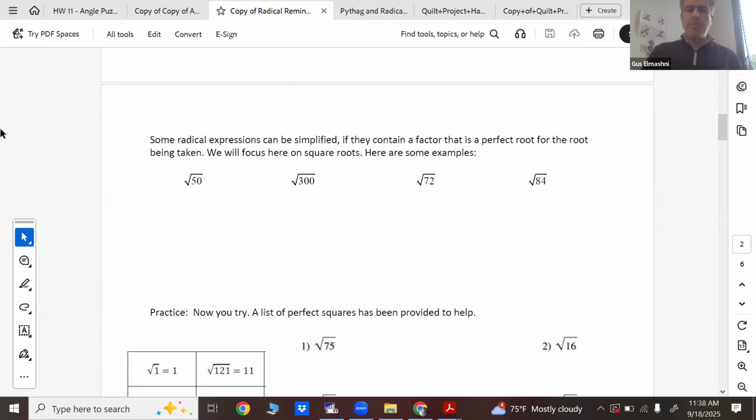Okay, so you guys should be pretty comfortable with this, hopefully. So what we want to do is break these apart into a product of numbers where one of those numbers is a perfect square. Meaning when I square root it, the answer is a whole number. So what factor of 50 would be a perfect square? You can do 5 and 10, but I would actually do 25 and 2, yeah. So it becomes 2 root 5. No, sorry, 5 root 2.